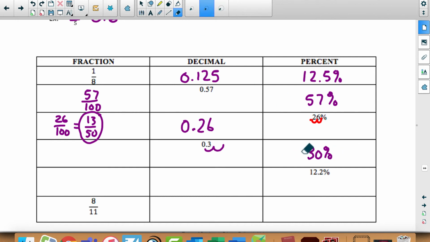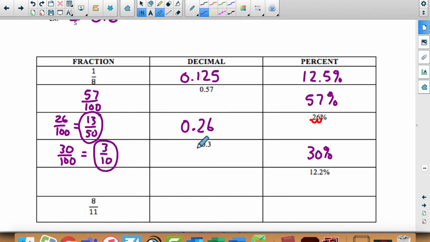Okay, so you could now use the percent here. 30% means 30 out of 100. And let's put it in lowest terms. Divide them both by 10. Knock a 0 off both of them. You get 3 out of 10. You also could have gone from decimal to fraction by thinking of place value. This 3 is in the tenths position, so it's 3/10.